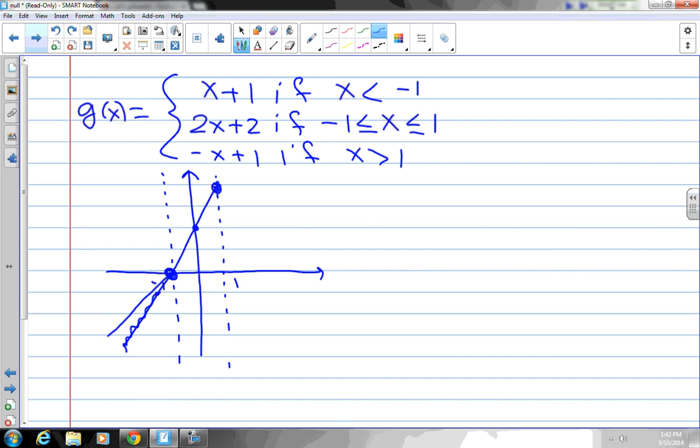And then finally, it's -x plus 1 from 1 and on. So if I plug 1 in here, I still get 0. So here's a little open circle. And then the slope is -1, down 1 over 1. So there we go. So this is the graph. You have slope 1, then it jumps to slope 2, and then it drops down and goes that way. What do you think of that?